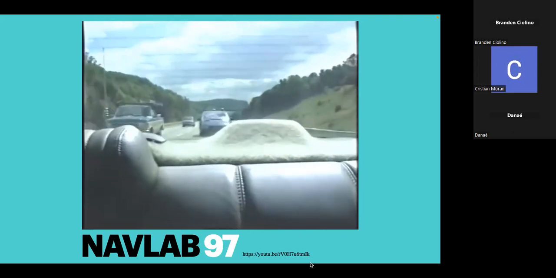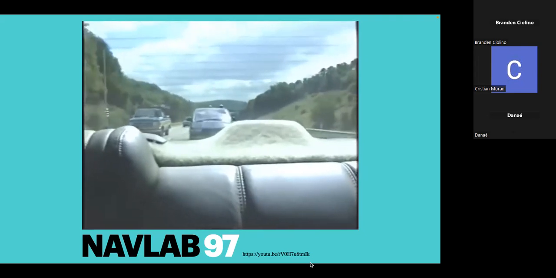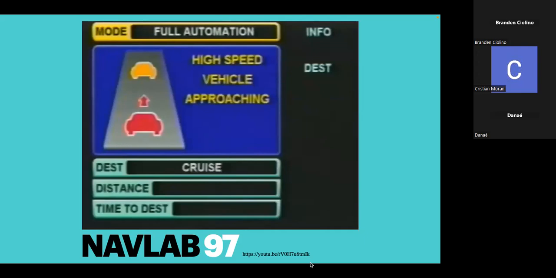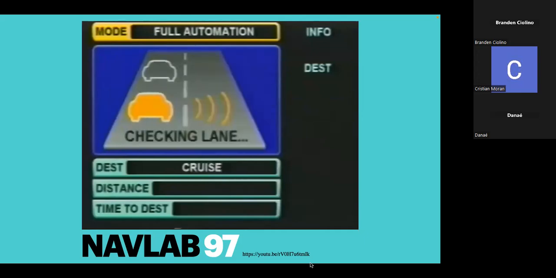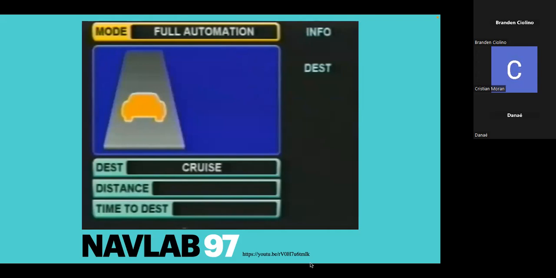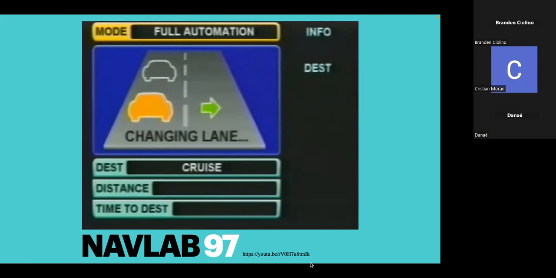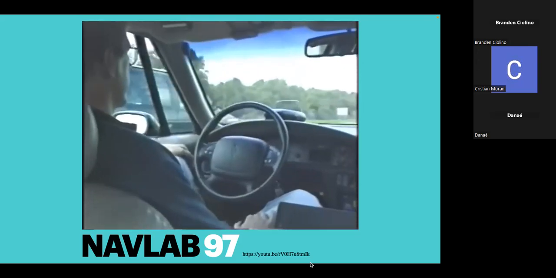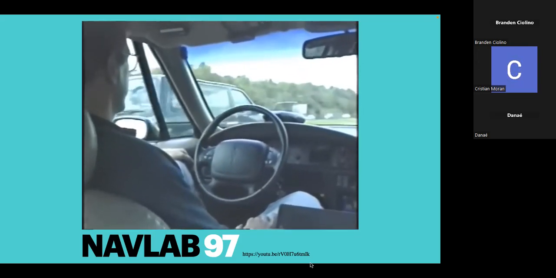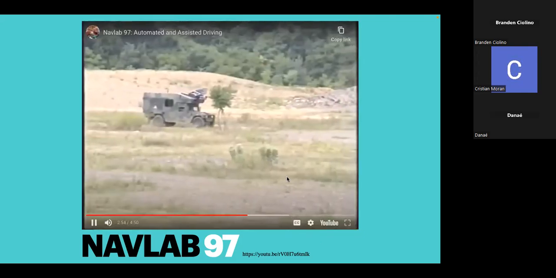When a manually driven vehicle comes up quickly, my car sends an alert, high-speed vehicle approaching, checks for open space, and changes lanes to let the tailgater by. Changing to right lane. This NavLab is tough. It should be. Its father is an active duty Army scout, the Nav.